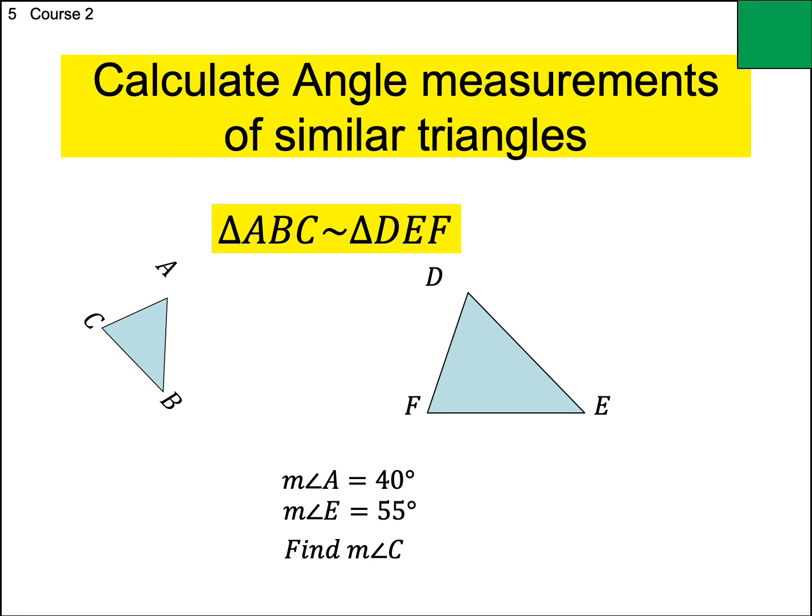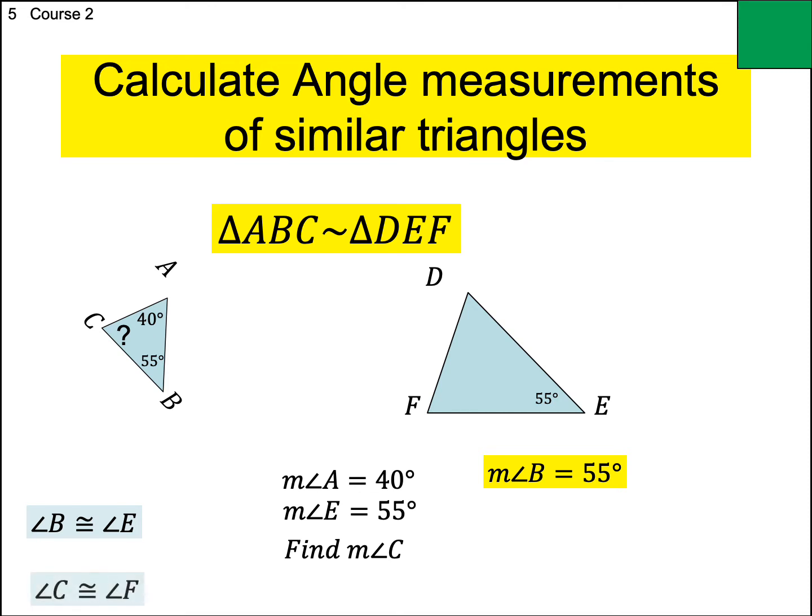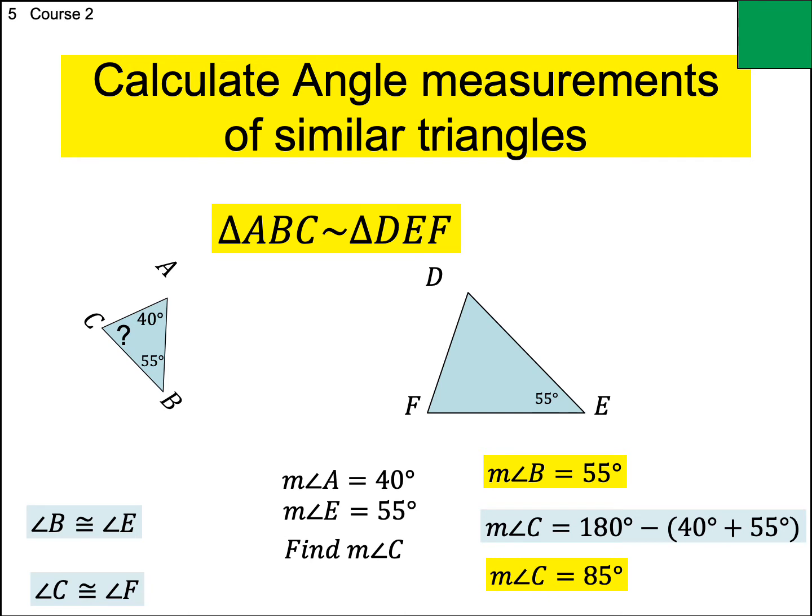Okay, so let's see. Angle A goes with D. We're trying to find angle C. So A is 40. We know the E is 55, and I'm looking at my similarity statement, E goes with B. So therefore B would be 55. I'm trying to find C. So 40 and 55 is 95, and 180 minus 95 is 85. So C is 85. Make sense?